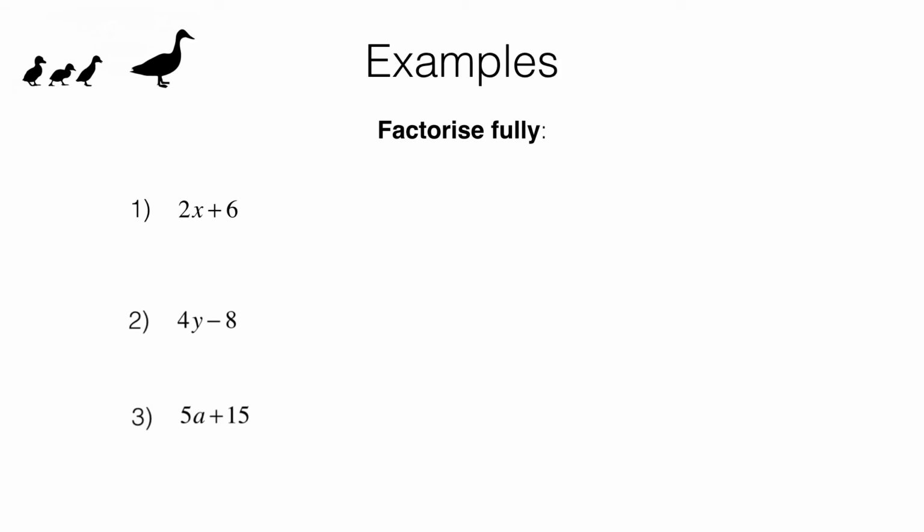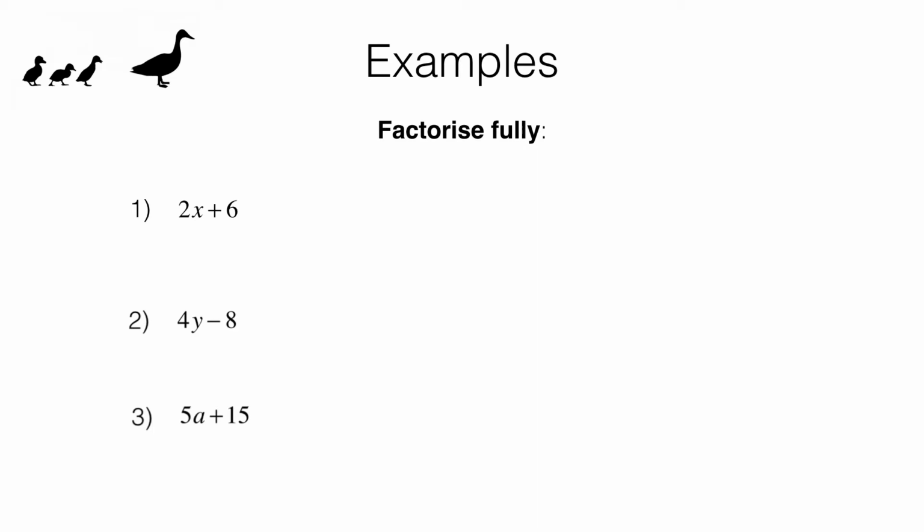In this video, we are going to be looking at factorising algebraic expressions. Now, what do we mean by factorising? It refers to the word factor. So if we take question 1, for example, we are looking at factors of 2x and 6, and we are looking for the highest common factor of 2x and 6.